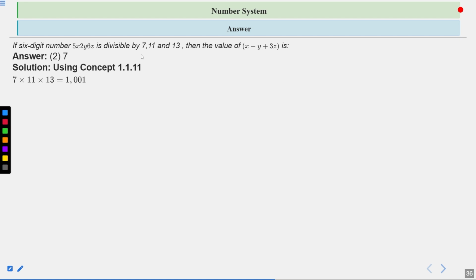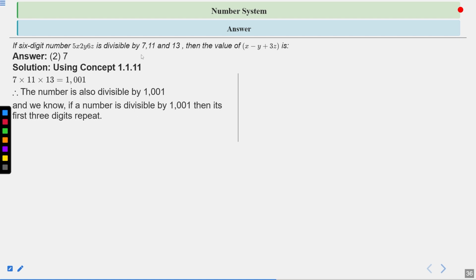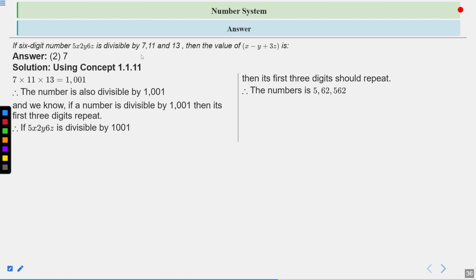So 7 into 11 into 13, we get 1001. Now the number is also divisible by 1001. As we know, if a number is divisible by 1001, then its first three digits repeat itself. So if 5x2y6z is divisible by 1001, then its first three digits should repeat. So the number is 562.